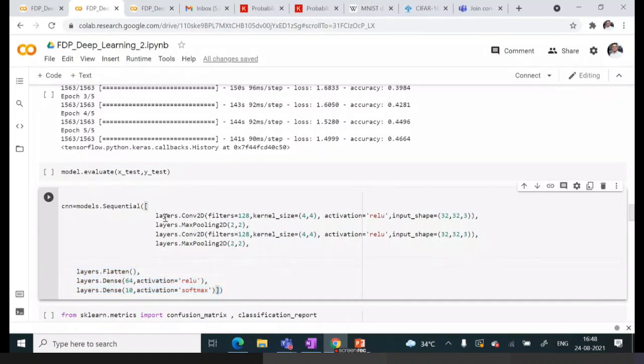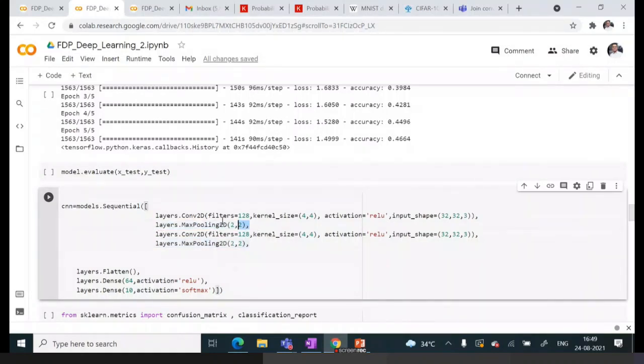Very straightforward. This is my first layer of convolution. I need 128 filters. Each filter is of size 4 cross 4. My activation function is ReLU, and my image is of size 32 cross 32 cross 3. This is again just setup; I am not providing any data. After applying this filter plus ReLU, I will use a max pooling operation, so 4 entries will be replaced by 1. That is the idea of max pooling.